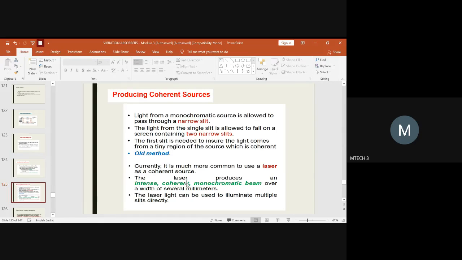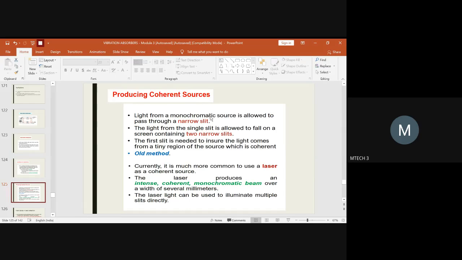But now the technology has changed. We now most commonly use a laser. A laser has been used as a coherent source. The laser source we use usually produces an intense, coherent and monochromatic beam of a particular width, right? So there is no need to fine tune and check whether you're getting a coherent source or not.